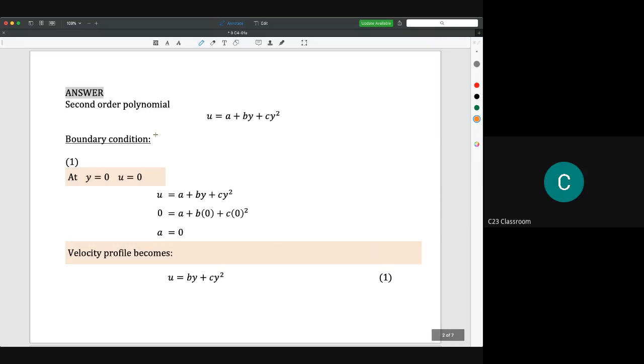Okay, I just simplified this solution. So when we have a second order polynomial, meaning in our terms the biggest power is 2, we could write the common equation for a second order polynomial as u equals a plus by plus cy squared.